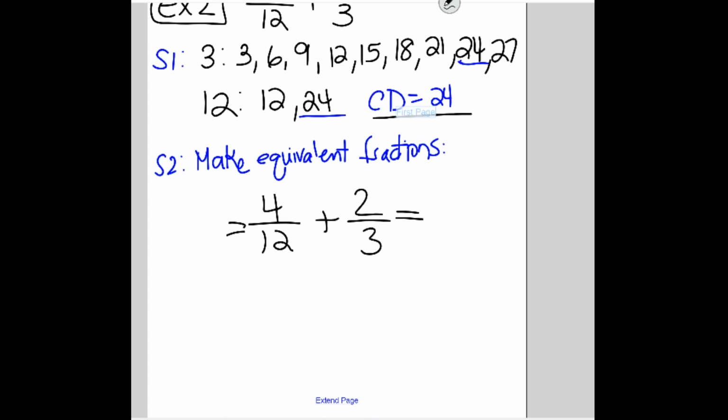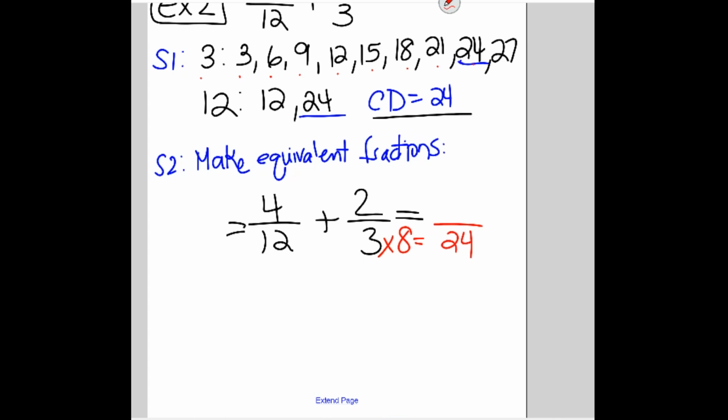Now, looking at that, what was our common denominator that we had? It was 24. So now I need to do, I'm going to start with my smaller number, so 3. So 3 times what gives me 24? Let's see. 1, 2, 3, 4, 5, 6, 7, 8. 3 times 8 gives me 24.